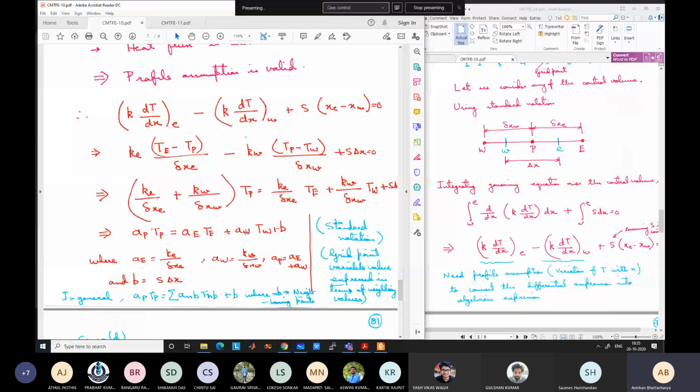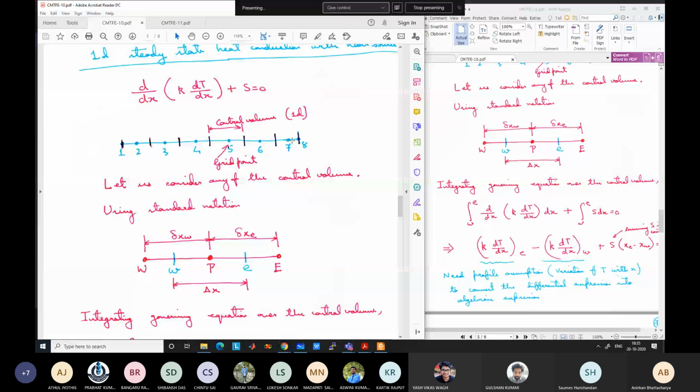6 unknowns and 6 equations will be there. Remember, from the boundary condition we have some additional info. So T1 or T8 will be known, or some relation of T1 and T2 will already be given. So only 6 unknowns and 6 equations will be there, which can be solved simultaneously to find out the values.